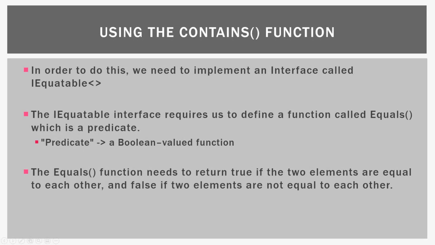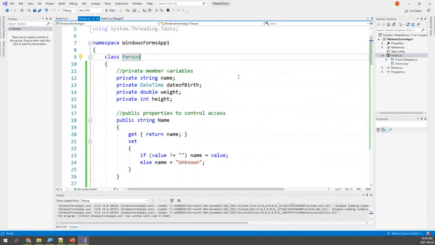The equals function is a predicate function. We're going to look more at predicates later, but a predicate just means it's a Boolean valued function, true or false. So either the employees are equal or they're not. Either the two person objects are equal or they're not. The equals function returns true if the two elements are equal and false if they are not equal. If we want to implement this interface, we modify our class declaration to implement IEquatable with objects of the same type. So let's do that to our person class. I'm going to implement IEquatable.